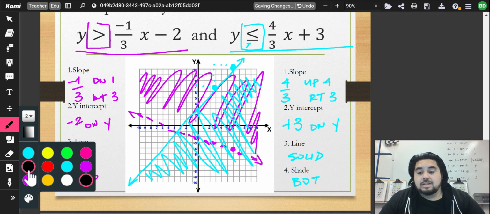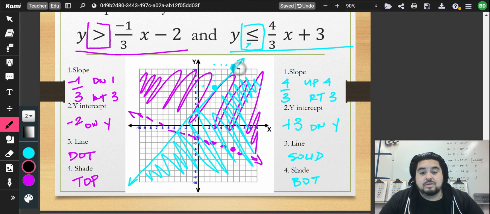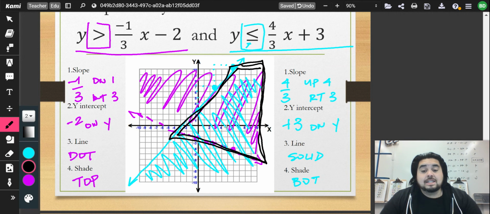Now I need to somehow highlight my overlap. I'm going to do that using black. So the area where we have both blue and purple, I'm just going to outline that area, and we get this shape here. Okay. So any point in that area is going to give us a solution that works for both inequalities. And that's essentially what we're looking for. Okay. So this process, very streamlined. You're graphing two inequalities on the same coordinate system, and you're looking for the overlap. Great. Beautiful.